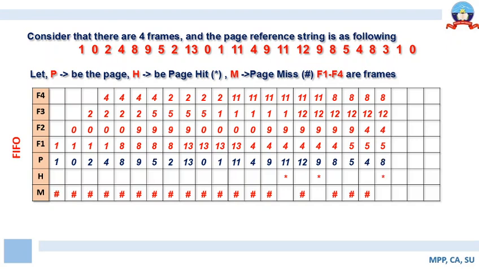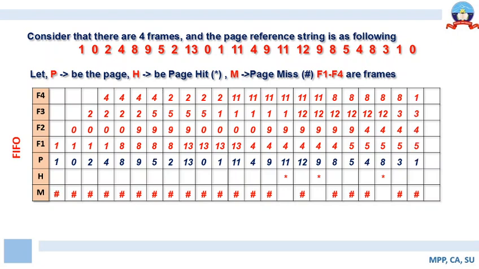Then we have a page request for 8. Since 8 is already available in the memory, there is a page hit. If a page hit happens, no replacement takes place. Now after 8 there is a reference to page number 3. Page number 3 is not available in the memory, so I need to replace the oldest page. If you see, the oldest page is page number 12.